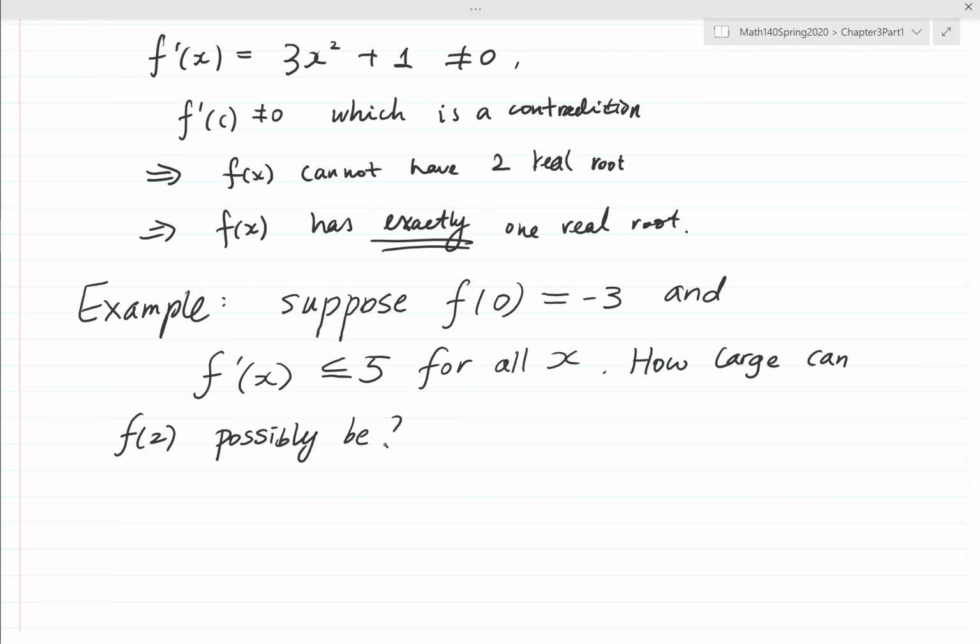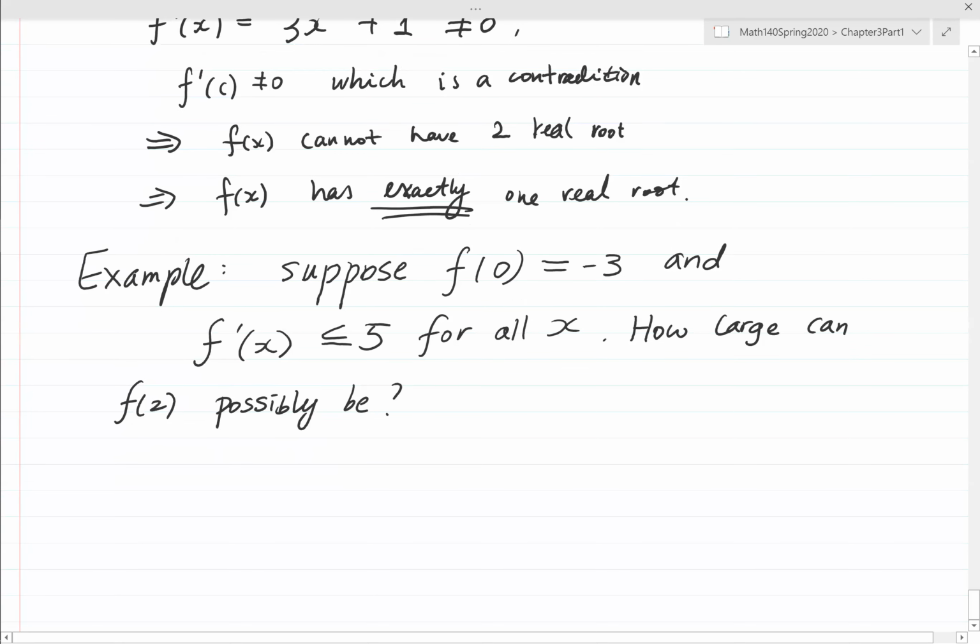Now the idea is the derivative tells you how fast the function increases. Now f derivative is less than 5. This tells us that the function increases at a controlled velocity, so it cannot be increasing too fast. Now suppose we know the value of f(0), then f(2) cannot be too large because its velocity is controlled from above.